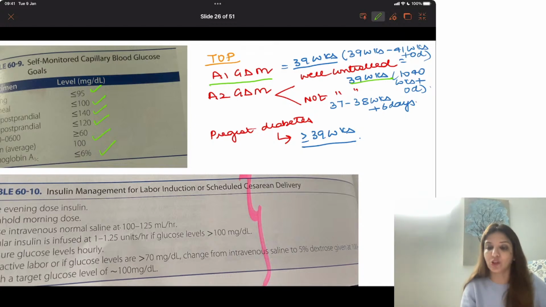And if it is not well controlled, then 37 to 38 weeks plus 6 days. Right? Pre-gestational diabetes may be 39 weeks. Now, I am just telling you, this is something which you have to remember.